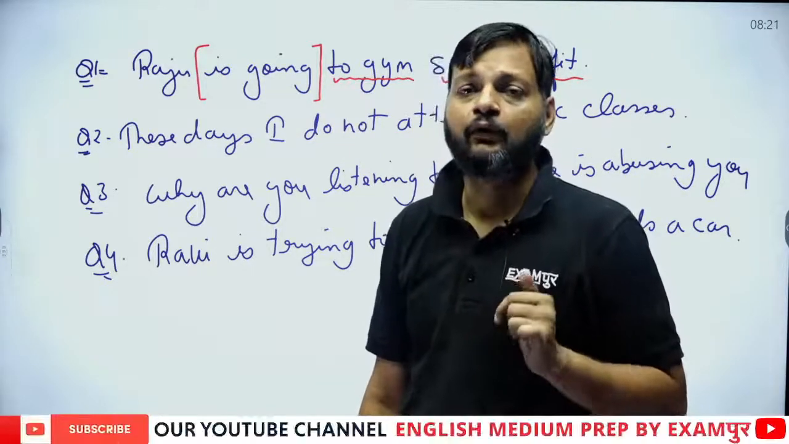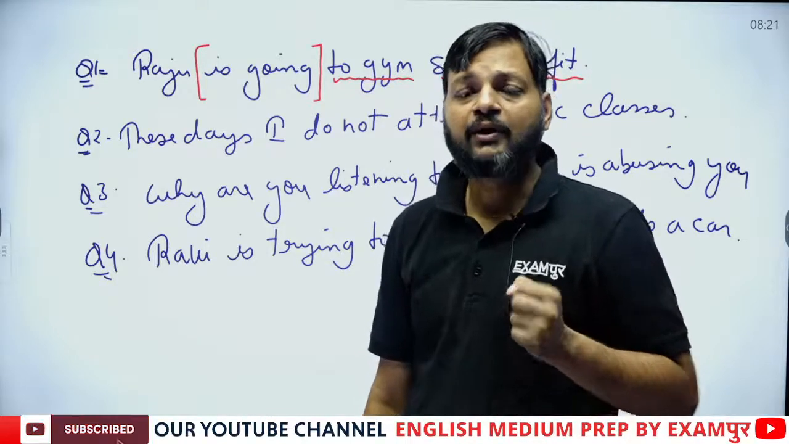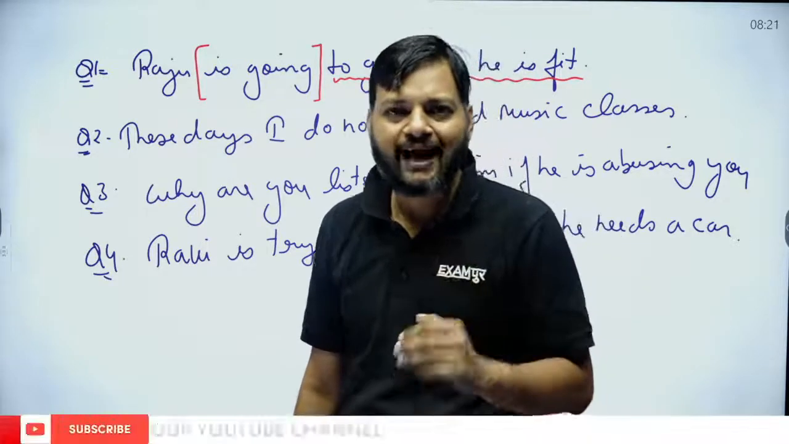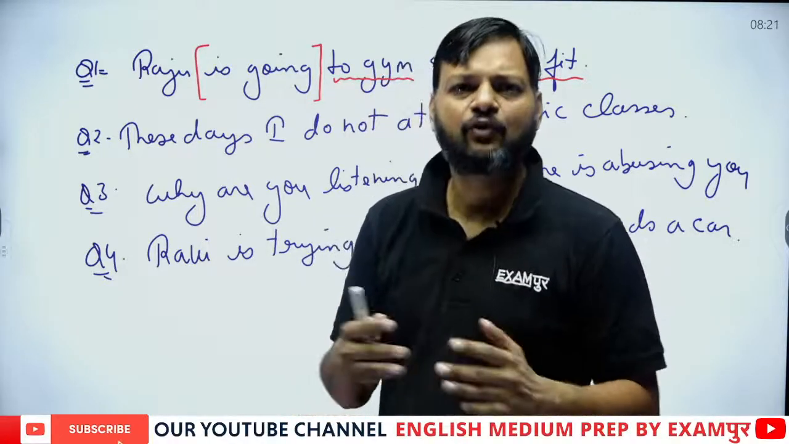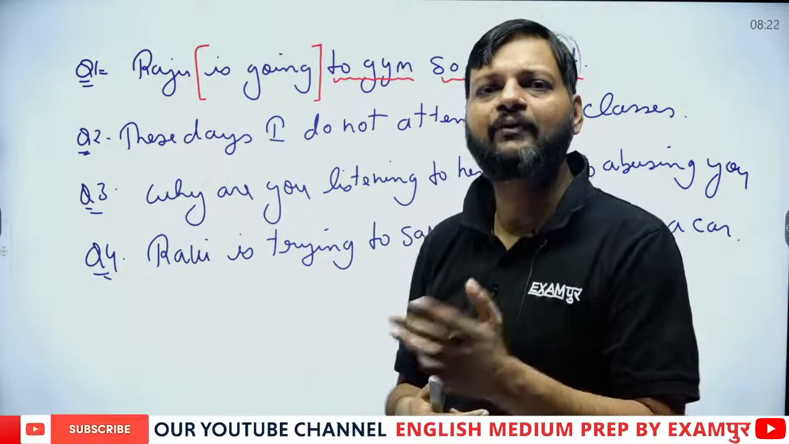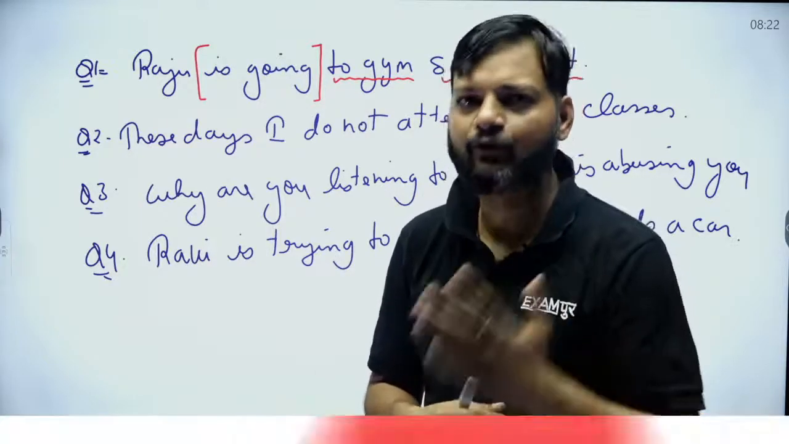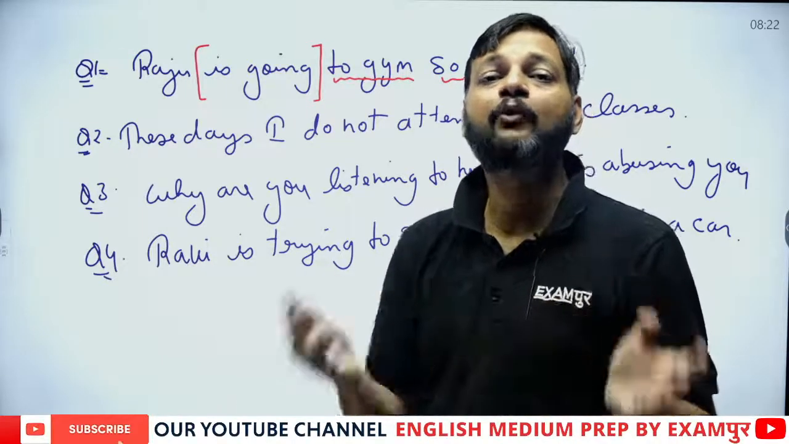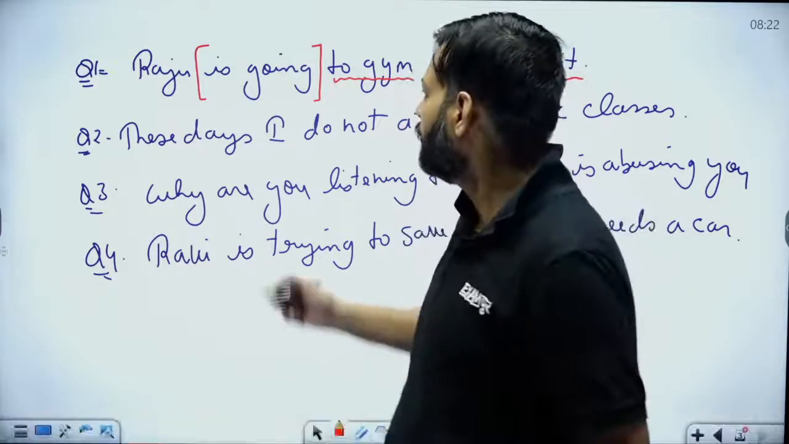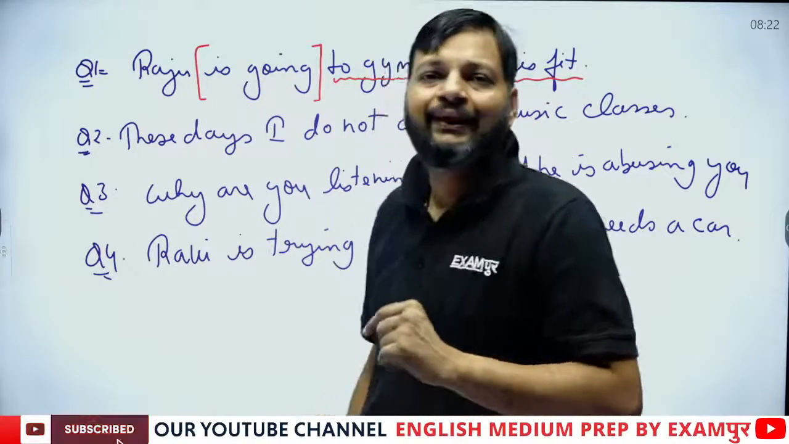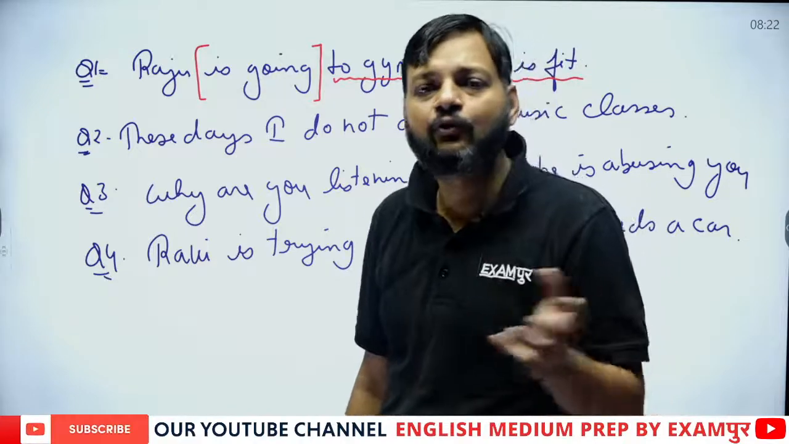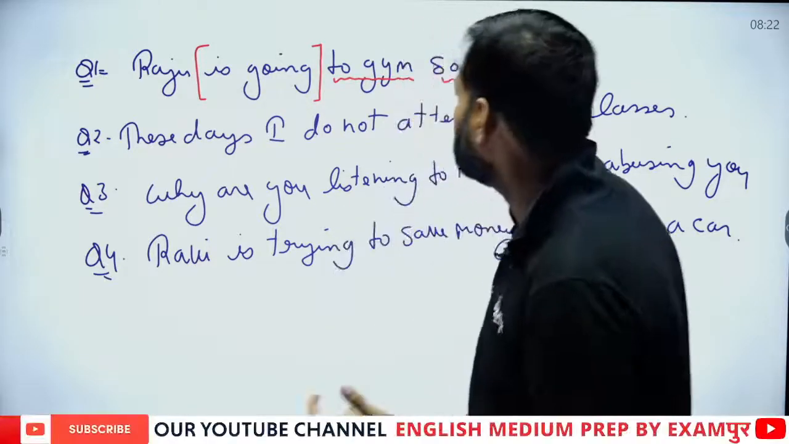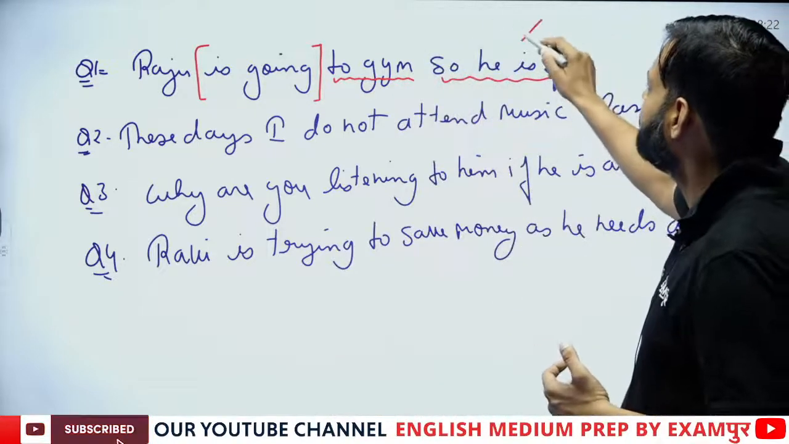Okay. Now, present continuous tense means a temporary action, something which is happening these days or nowadays, but it does not happen regularly. It does not have a routine. Okay, so present continuous means something which is very temporary in nature. So Raju is going to gym means he does not go to gym in routine. He is going temporarily. And if someone is going to gym temporarily, how can he be fit?